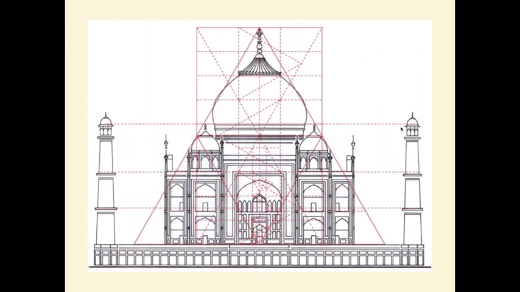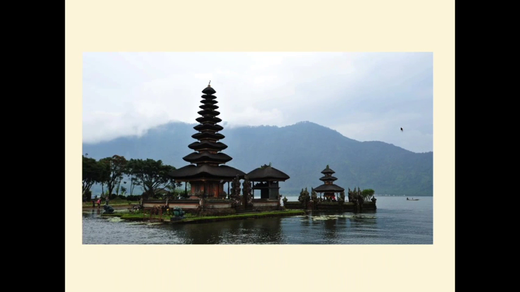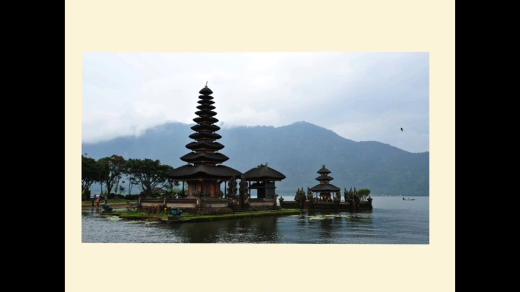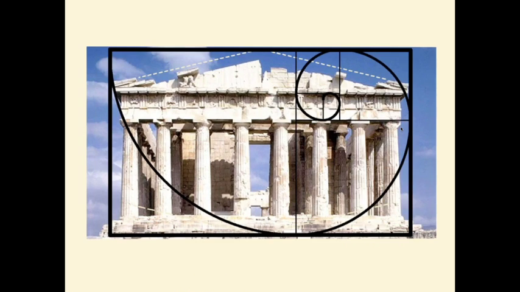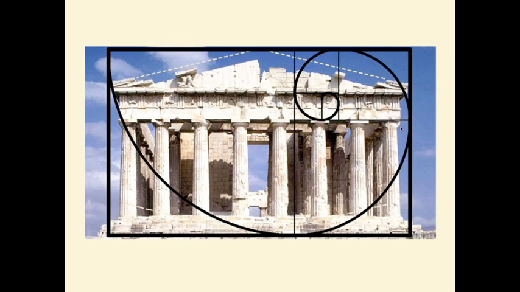And here is an example of the proportions used in a famous building. Of course, this is the Taj Mahal, analyzed with all its geometry. And here's another example of proportion being used. This is a pagoda in Bali. And a very famous example from ancient Greece, this is the Parthenon, which is full of the golden ratio as well. And the building has most agreeable ratios and proportions in it.